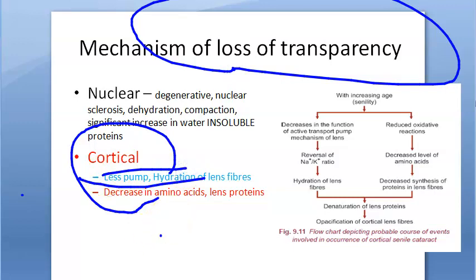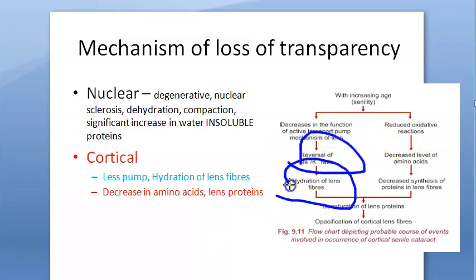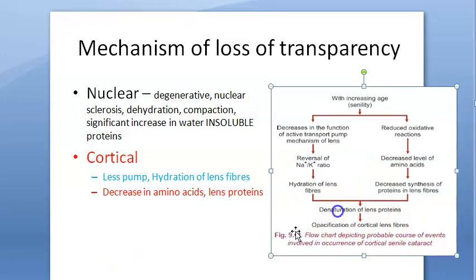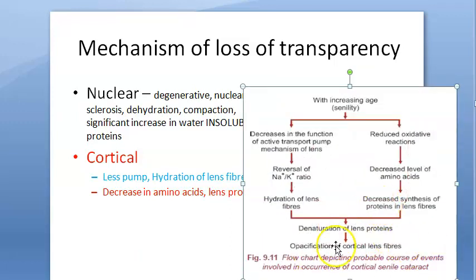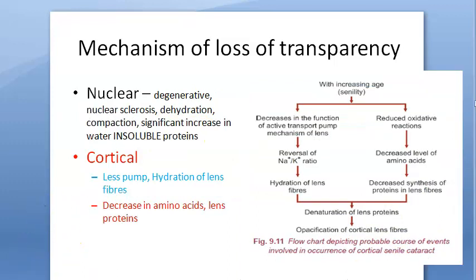So understand this. What will happen? The pumps will not work. Then there is reversal of the sodium potassium ratio. Hydration of the lens will happen. Because of that, what will happen? Denaturation of the lens proteins, right? Denaturation of the lens proteins, opacification of cortical lens fibers. On the other hand, they have written reduced oxidative reactions and decreased level of amino acids. Because of that, synthesis of proteins will become less, leading to denaturation of lens proteins and opacification. Did you understand this?